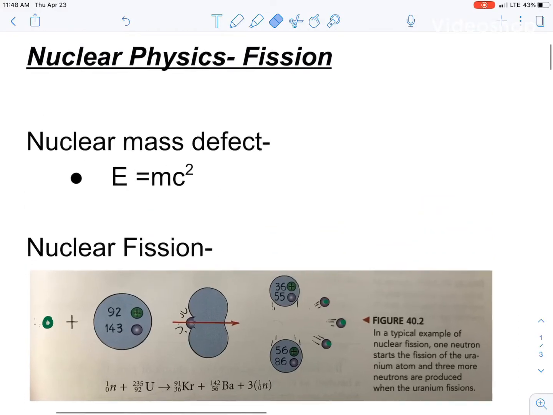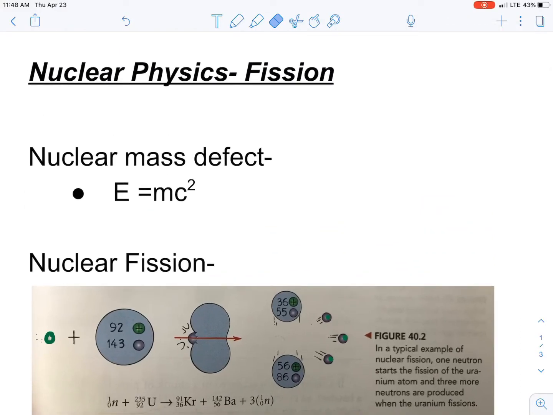Hello, everybody. Welcome to our next section of nuclear physics. Today's topic is going to be on fission. We've heard of fission before. Most people know that fission is the splitting of the atom.